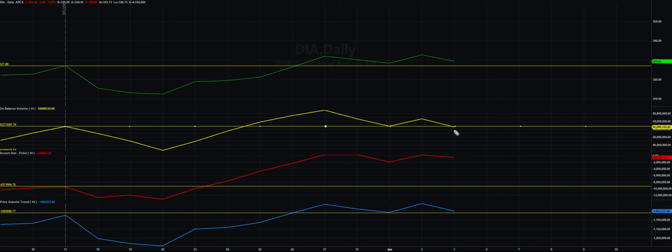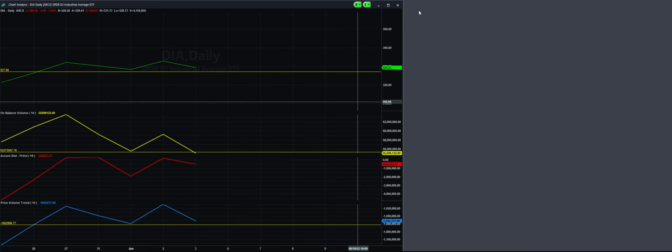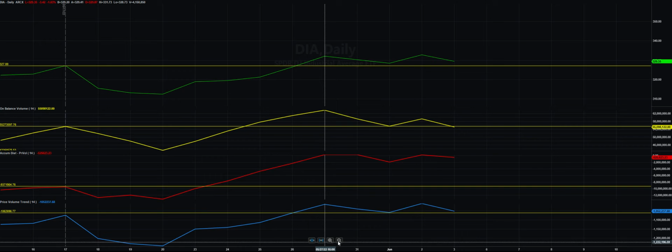We don't want to see that. It's leading price to the downside. The on balance volume is leading price back below its prior high to the downside. We don't want to see that. That's telling us that volume may be starting to come out of the DIA, right? It's still holding up, but it's breaking down. And we don't want to see that, okay? So that's the on balance volume for the DIA.